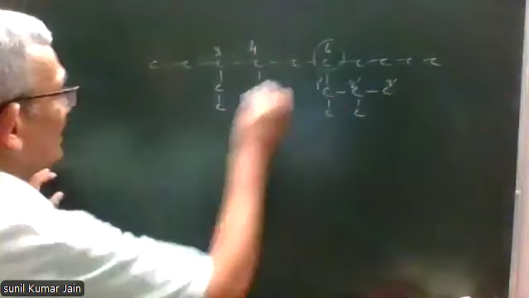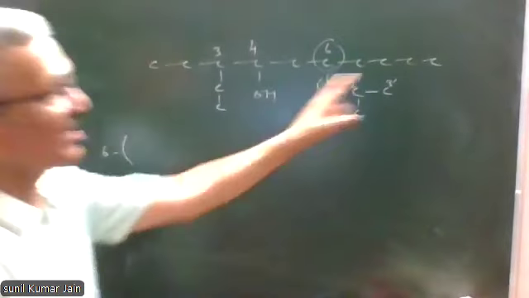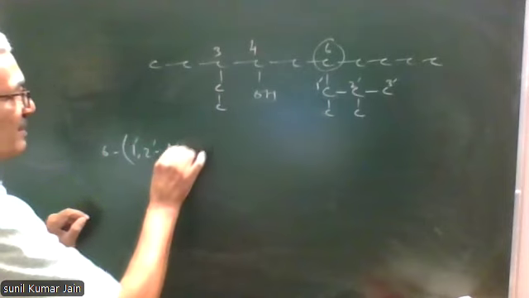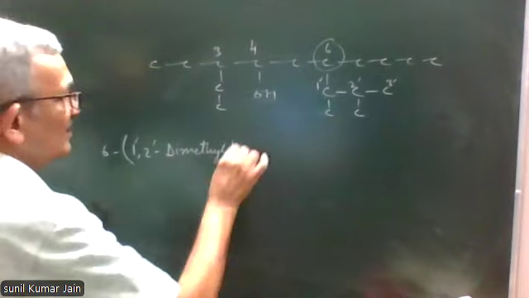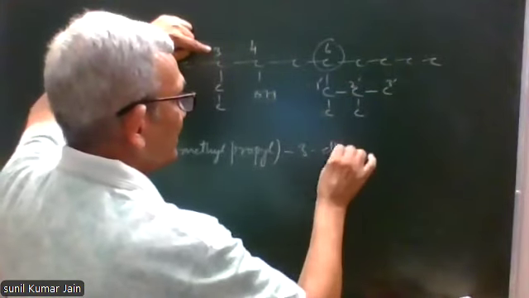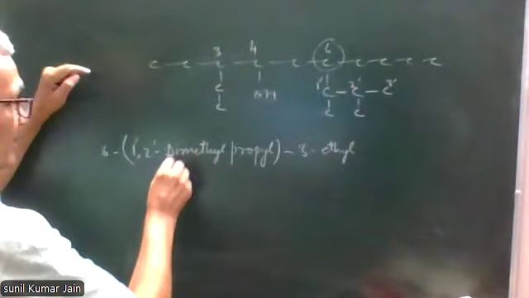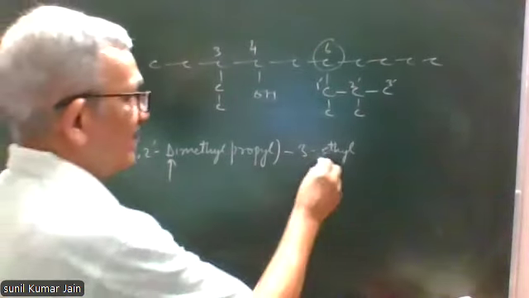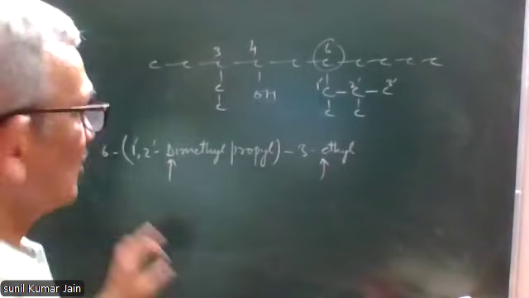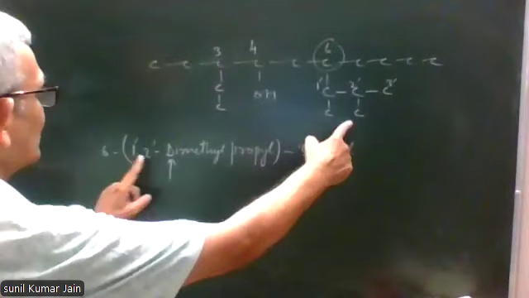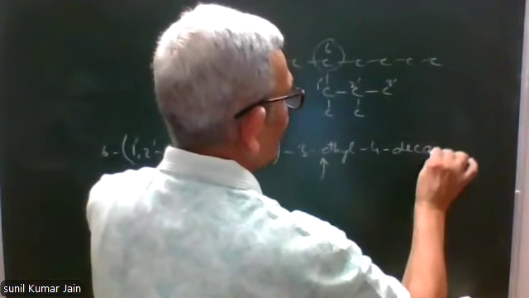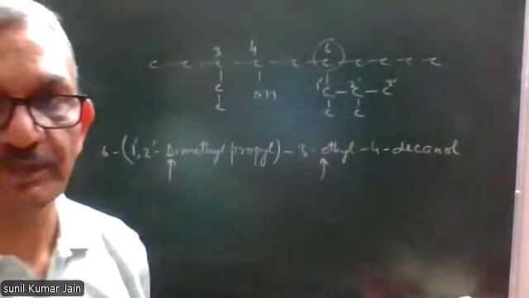So IUPAC name will be 6 within brackets the name of this branch side chain, 1 dash 2 dash dimethyl propyl, then 3 ethyl. You can see D comes first, E comes later, right? Prefix di is considered in alphabetical order. So 6, 1 2 dimethyl propyl, 3 ethyl, 4 decanol. This is the IUPAC name.